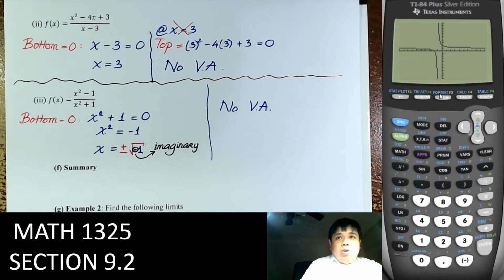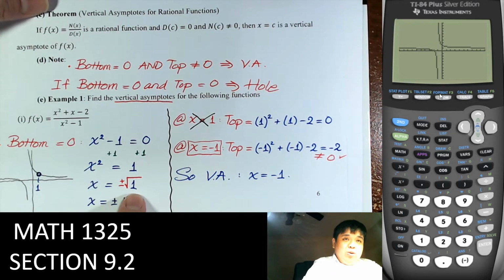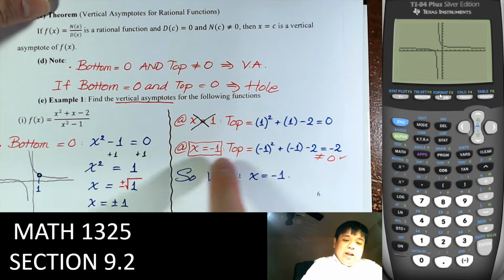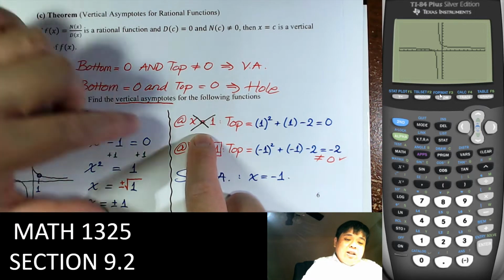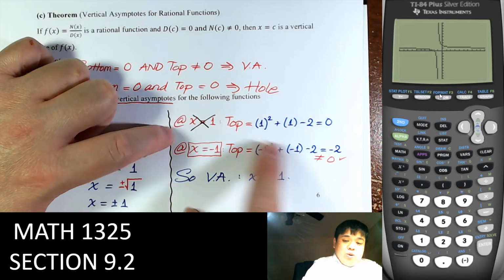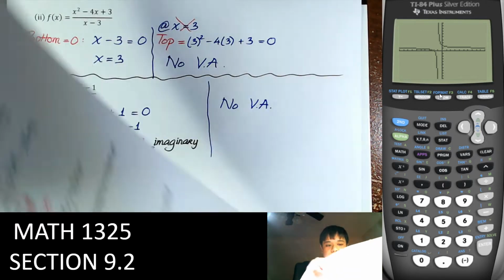Right. So the bottom equal to 0, and make sure the top is not. So solve for the bottom equal to 0, and then check whatever values make the top not equal to 0. That will be the vertical asymptote.